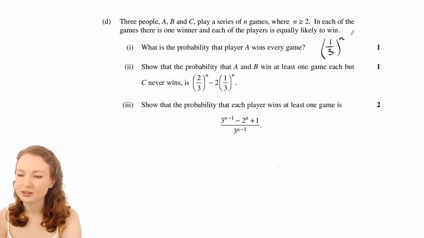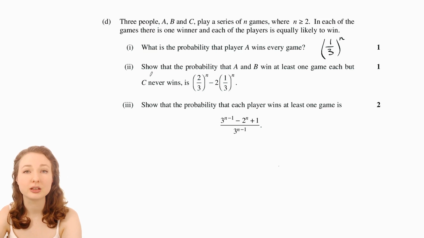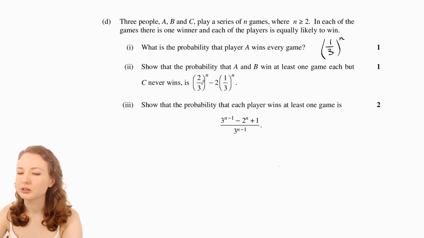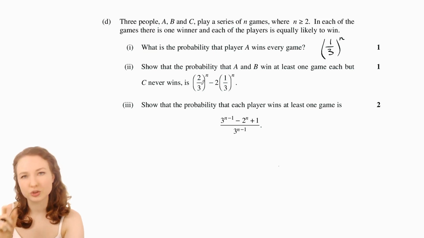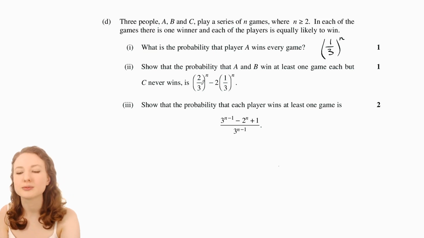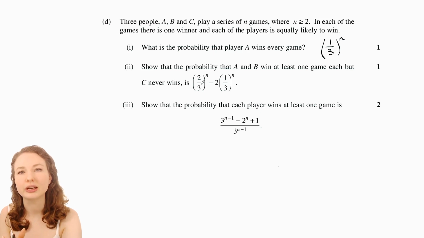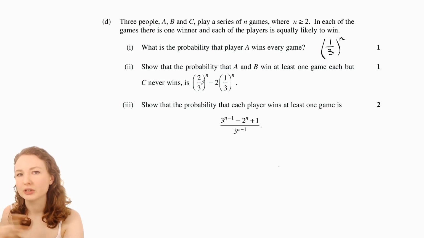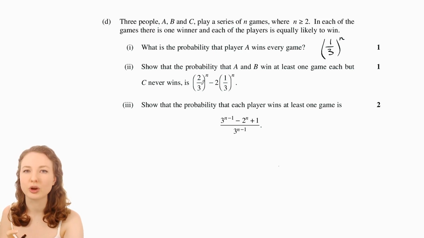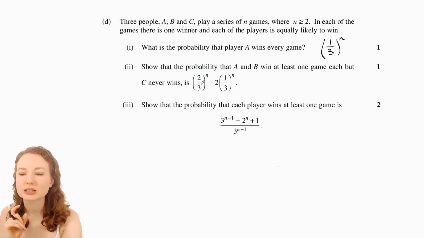Okay, now part 2. So the 2 on 3 to the n, that's the probability that C never wins, because the probability that either A or B win is 2 on 3. So you've got that for n games. But that would include the possibility that A wins every single game or B wins every single game. So we need to exclude those.